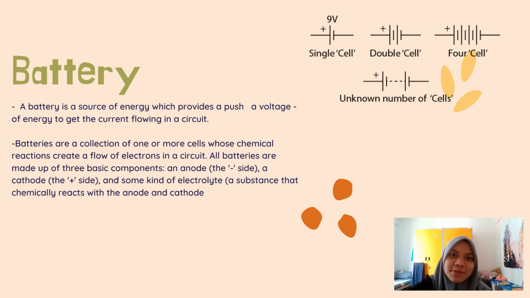So next we use battery. A battery is a source of energy which provides a voltage to get the current flowing in a circuit. Batteries are a collection of one or more cells whose chemical reaction creates a flow of electrons in a circuit. All batteries are made up of 3 basic components: an anode, a cathode, and some kind of electrolyte, a substance that chemically reacts with the anode and cathode.